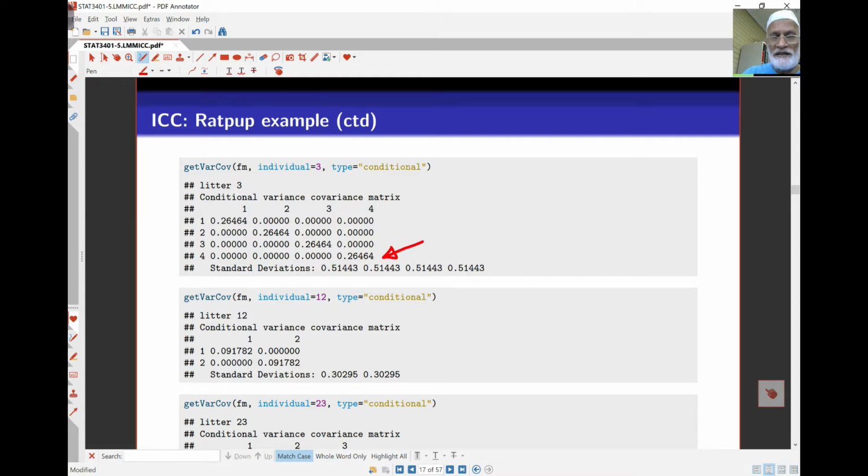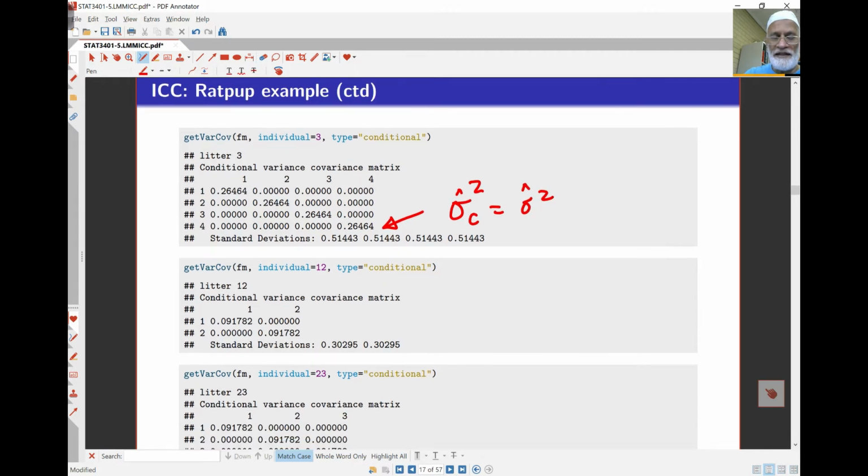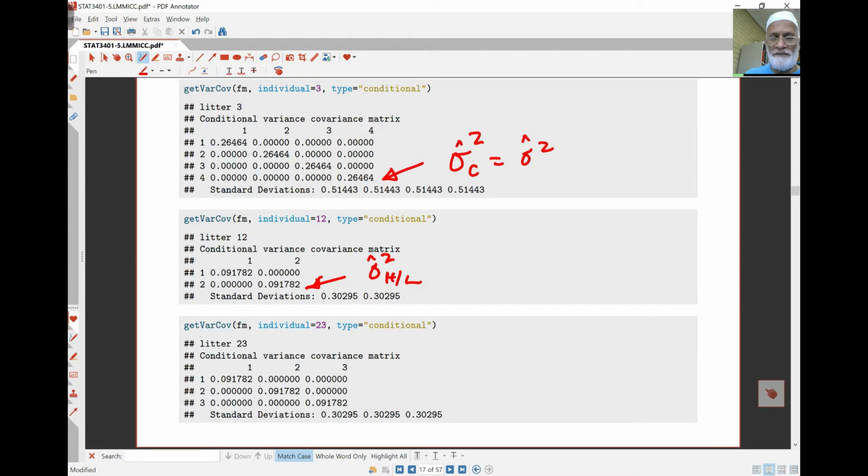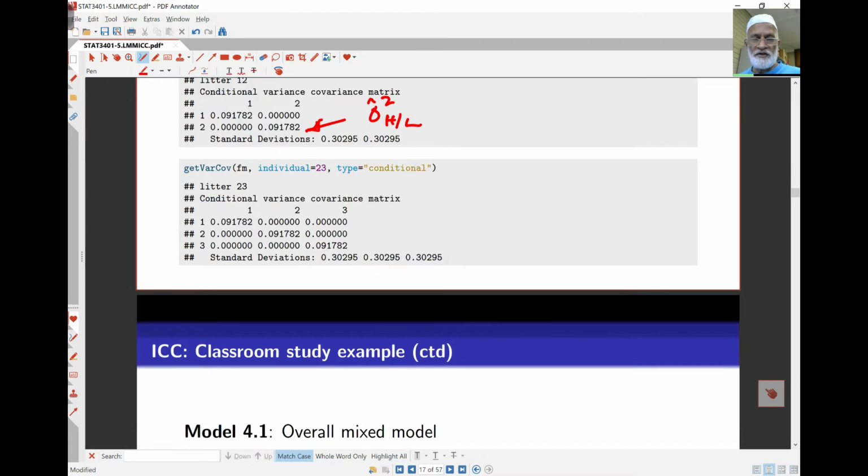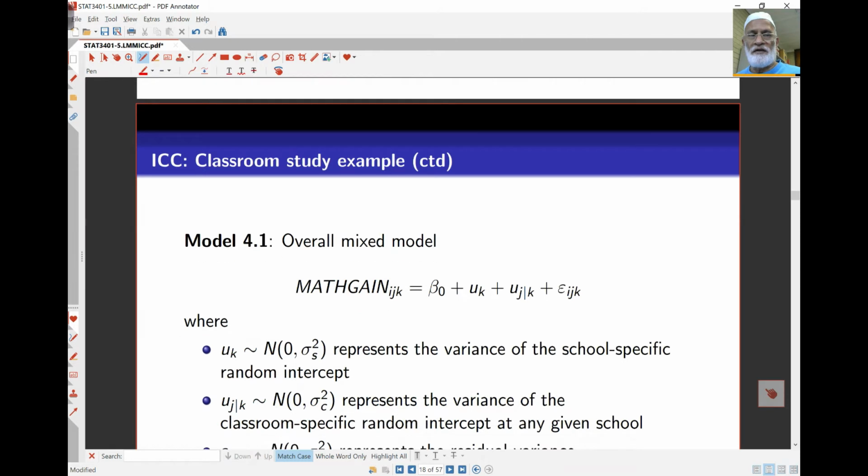And so this is nothing more. If I'm taking a look at individual litter 3 over here, this is going to be sigma squared control, which is essentially the same as our sigma squared error. And because this is the high-low treatment, this is the sigma squared for treatment, high-low. And likewise, the last one is the same. So that's how the structure here works. That's enough of the rat pup example.